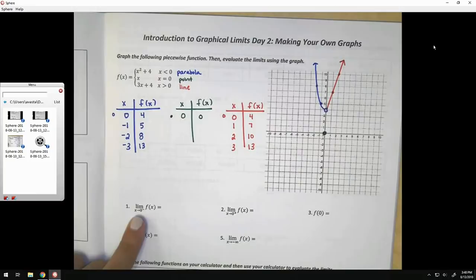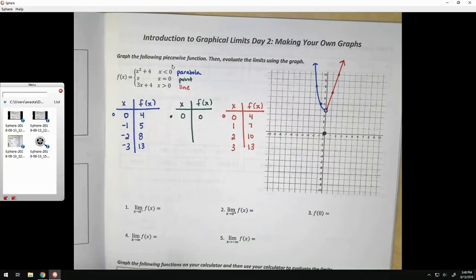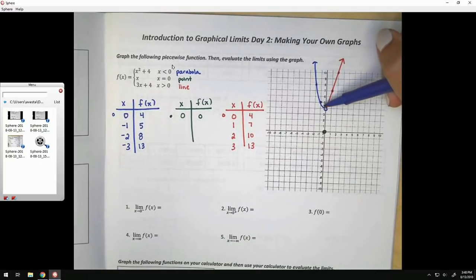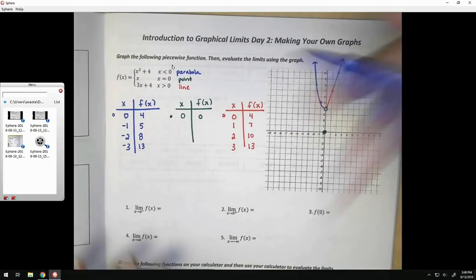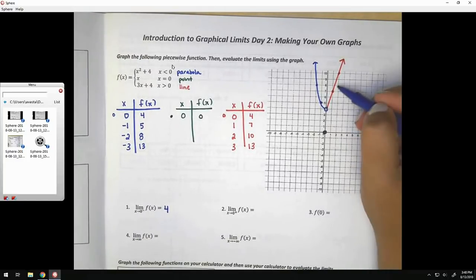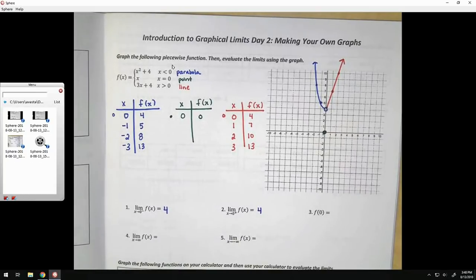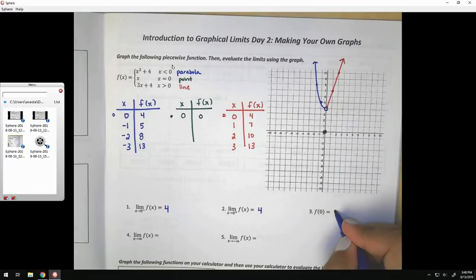Now the first question is, what is the limit as x approaches 0 from the left? So I'm going to approach 0 from the left, and when I get close to that 0, I'm approaching this open circle. So the answer would be 4. When I approach 0 from the right, I'm getting close to this open circle, so the answer there would also be 4. f of 0 means what is the actual function value at 0? Where is the closed circle? In this case, that would be at 0.